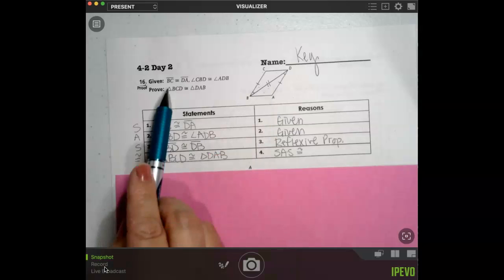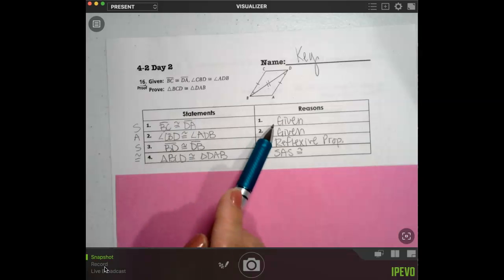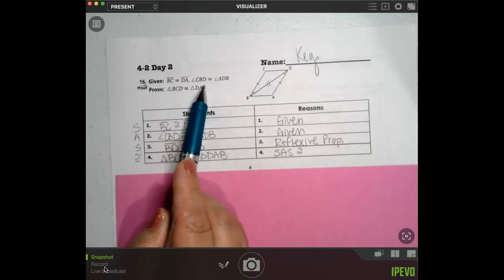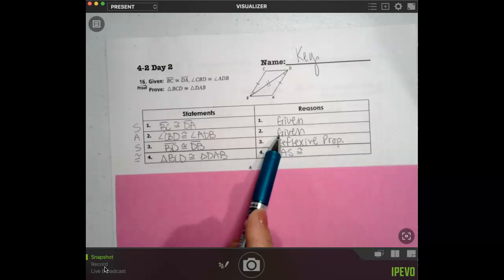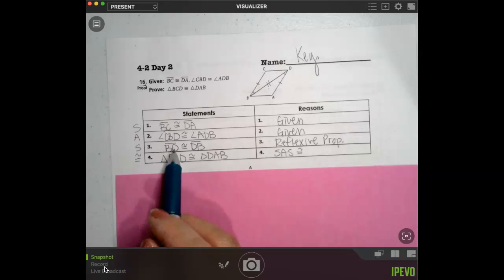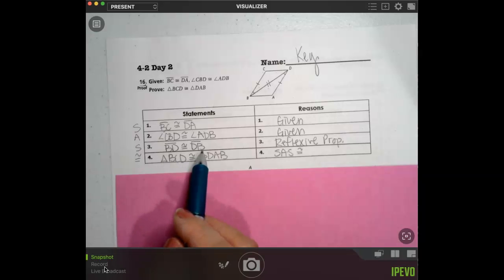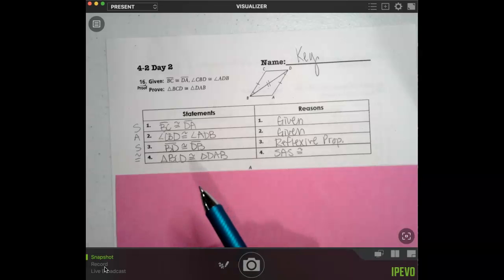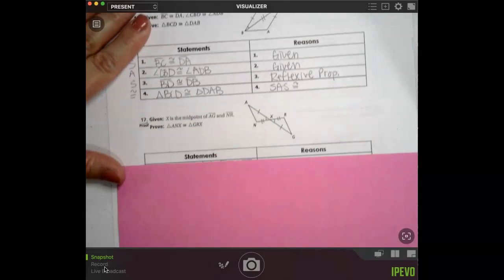First pair of sides right here, given. Angles right here, given. And then the segment that was shared BD, and you probably have BD congruent to BD, which is fine, and then reflexive property. And then last step, triangles are always congruent, okay?